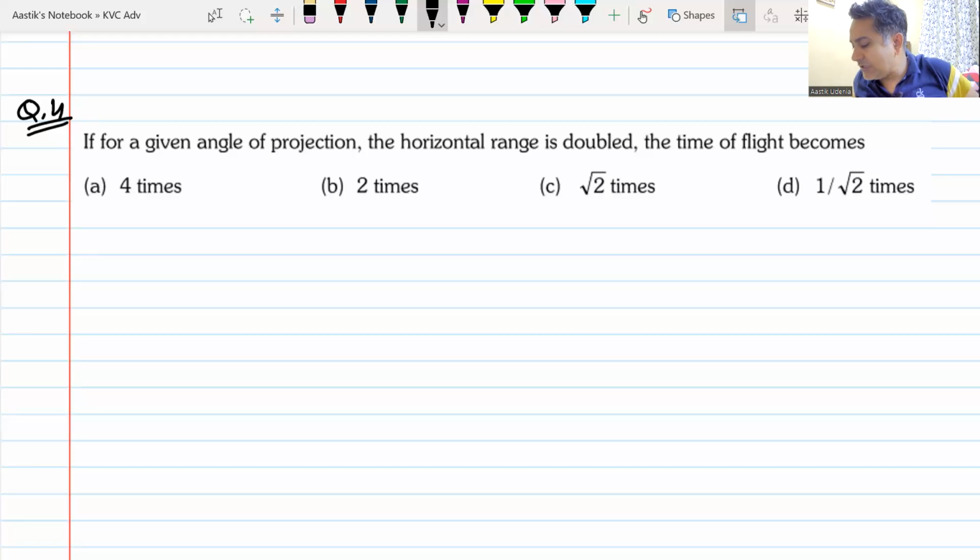For a given range of projection, what will happen to the time of flight if the range is doubled? Doubled.